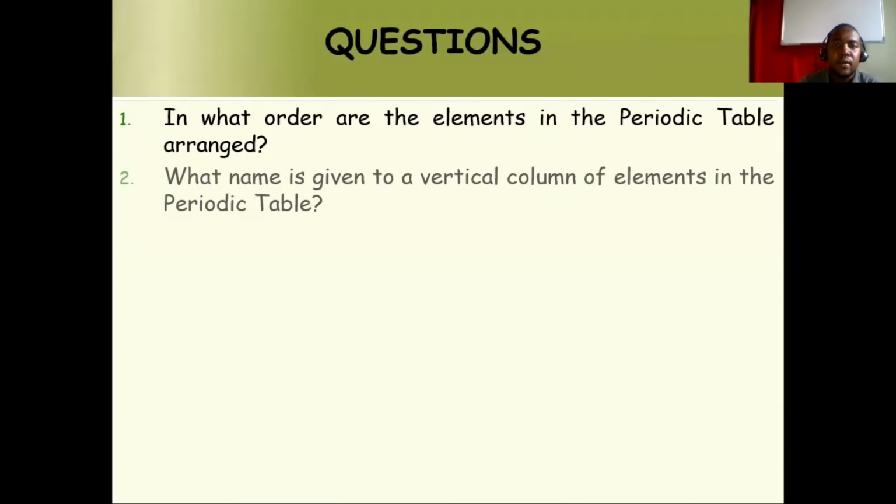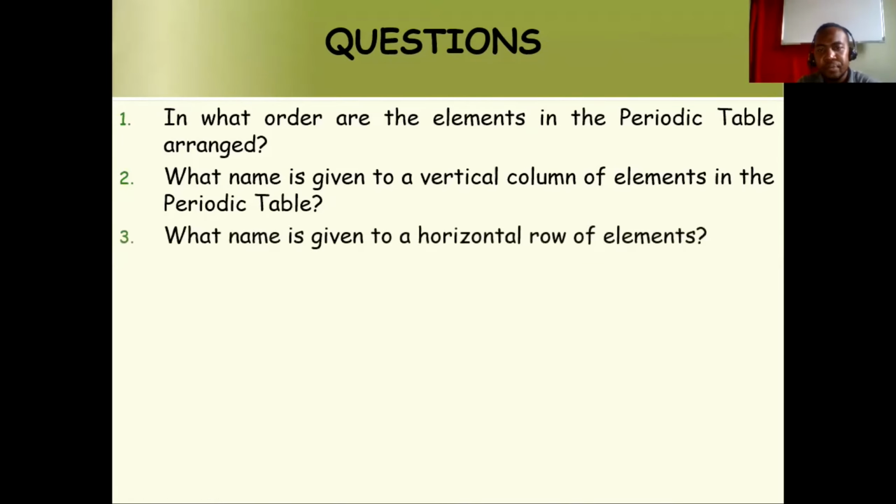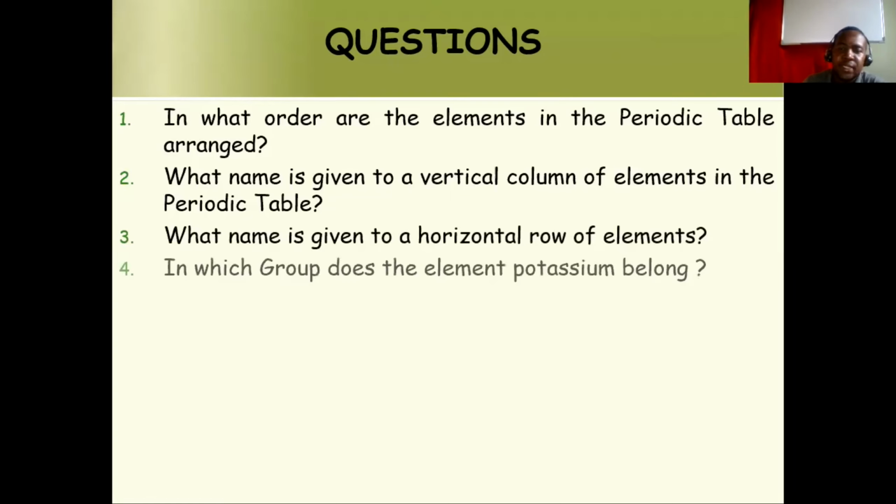In what order are elements arranged in the periodic table? And someone said based on their atomic numbers. What name is given to the vertical columns of elements in the periodic table? All right, what's the answer? The vertical columns are known as groups, yes. What name is given to the horizontal rows? Periods. The periods. In which group does the element potassium belong? Group 1. Group 1.